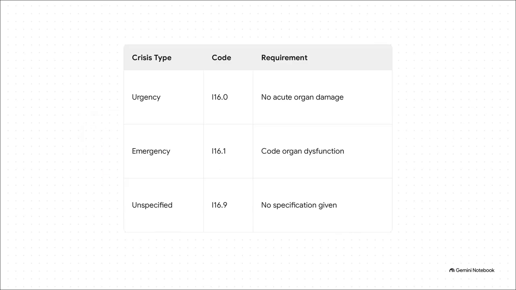This matrix really breaks down your options nicely. If the documentation says hypertensive urgency, that's I16.0, it means the pressure is dangerously high, but there's no acute organ damage happening just yet. The organs are stressed, but they're holding on. But look at hypertensive emergency, I16.1. For this one, you are strictly required to code also the specific acute organ dysfunction happening at that moment. Is it an acute kidney injury, a sudden cerebral hemorrhage? You absolutely must have that secondary code to validate the emergency status to an auditor. Without it, it's just not a verified emergency. And if the doc just jots down hypertensive crisis, without any extra details, you gotta default to I16.9, unspecified.